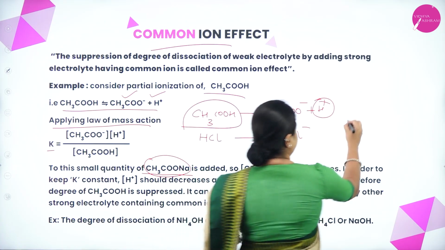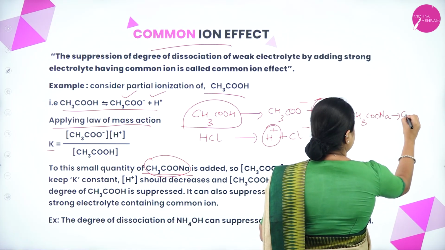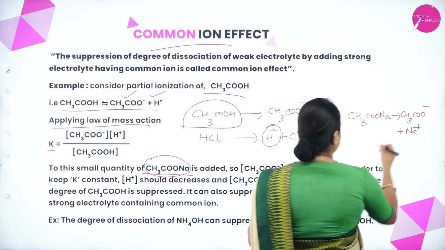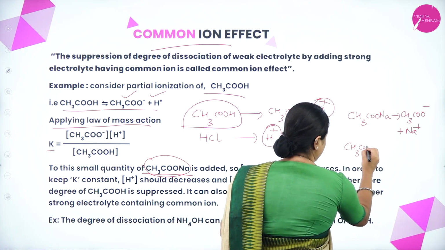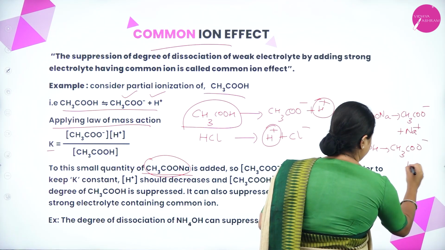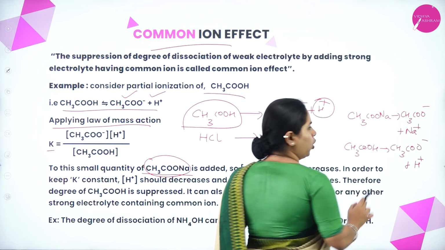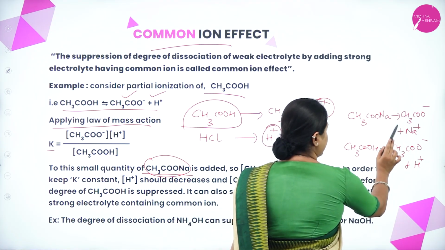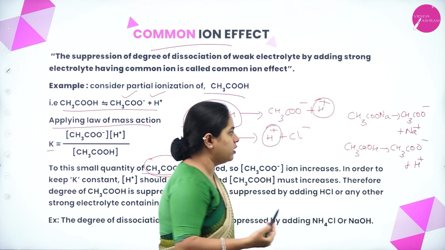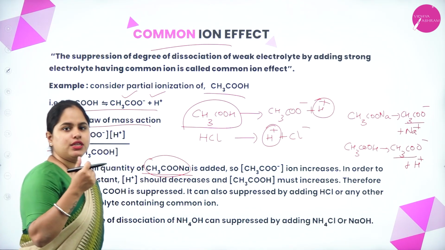So what are we going to add now? CH3COONa, the sodium salt of acetic acid. How does it dissociate? It dissociates into CH3COO minus and Na plus. Acetic acid dissociates into CH3COO minus and H plus. So now what have we added to acetic acid? We have added CH3COONa, which dissociates into acetate ion and Na plus. Now tell me, in this case, which is the common ion? Here also you have acetate ion, here also you have acetate ion. So the common ion is acetate ion.